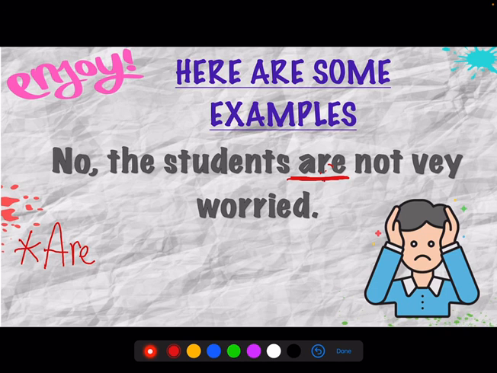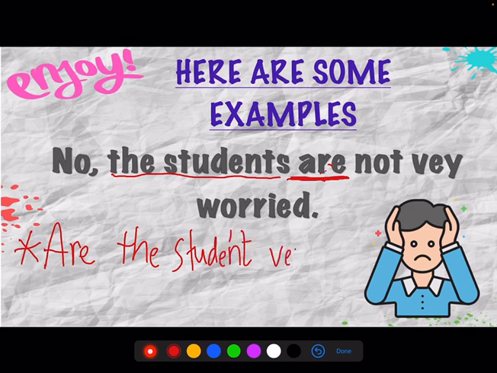Are. Then, where is the subject? Here is the subject. Are the students very worried? Are the students very worried? No, the students are not, or aren't, very worried. Okay, this is the question-forming rule, and this is how to use it. I hope this will help you.